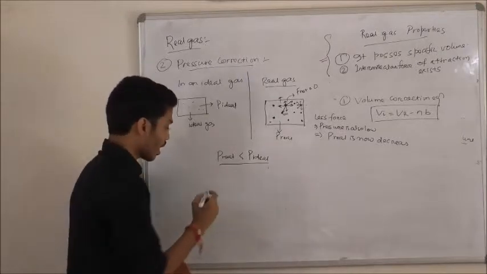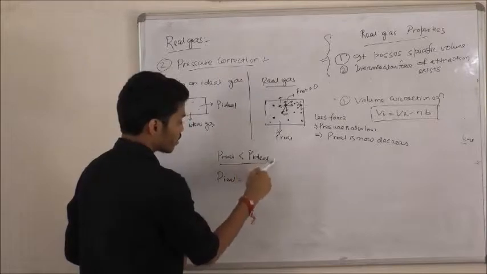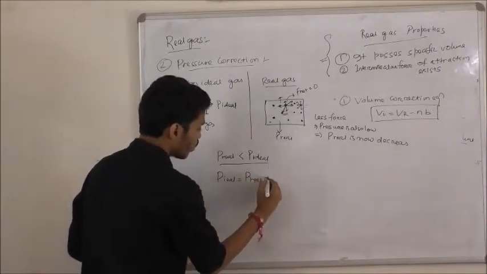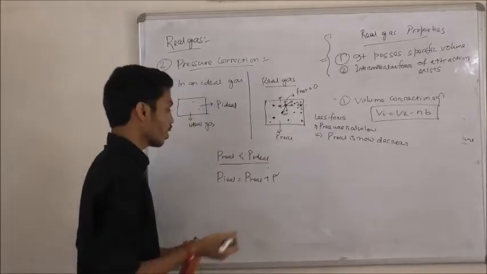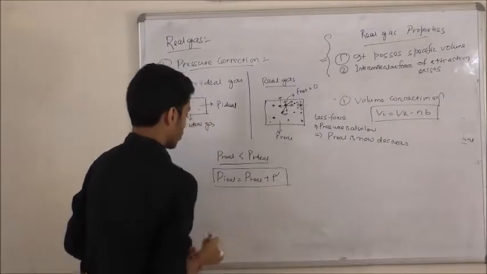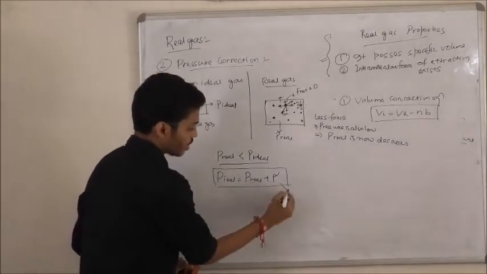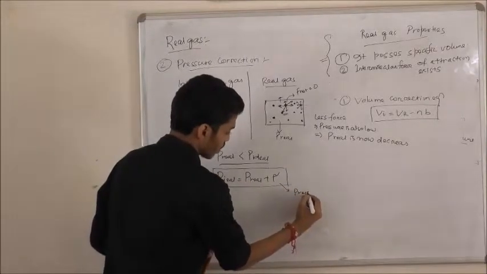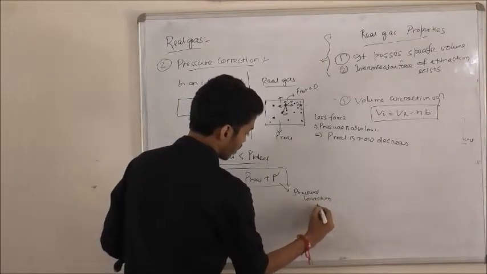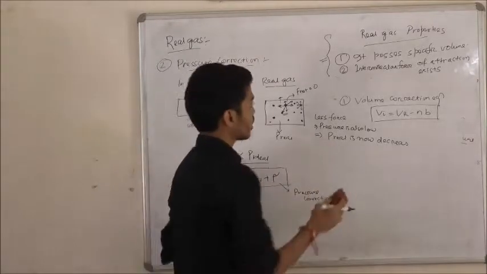So dear students, now to get the ideal pressure, since this pressure is weak, we need to add some pressure term to this real gas. Okay, so this is the Van der Waals pressure correction equation, where P dash is the pressure correction term.